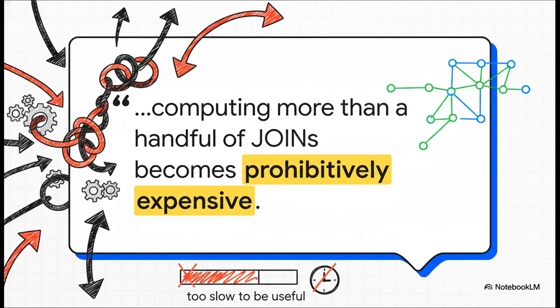And here is the real kicker. As this quote points out, once you start needing more than just a couple of these joins, maybe 3, 4, or 5 deep, the performance just falls off a cliff. The database grinds to a halt. And when they say prohibitively expensive, they mean your app becomes unusably slow. Finding those deep, interesting connections becomes, well, basically impossible.